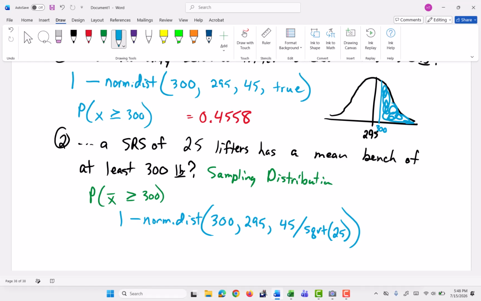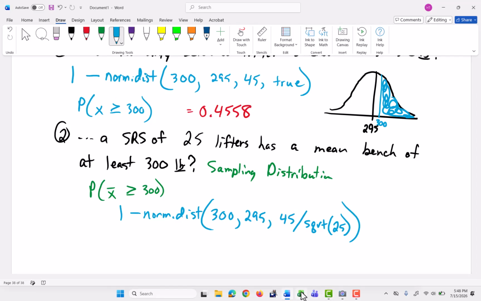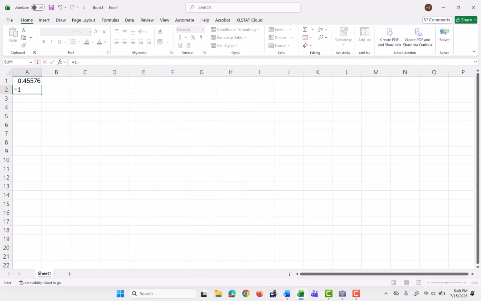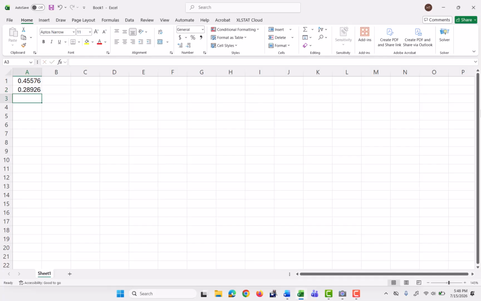And I use SQRT there instead of the square root symbol because that is the command in Excel for square root. So let's take a look at that one. Equals 1 minus norm.dist, 300, 295. And now you can actually just put in here 45 divided by the square root of 25. Make sure you close that parenthesis, comma, then put in true for cumulative and close the parentheses on the whole command. And now we get 0.2893.